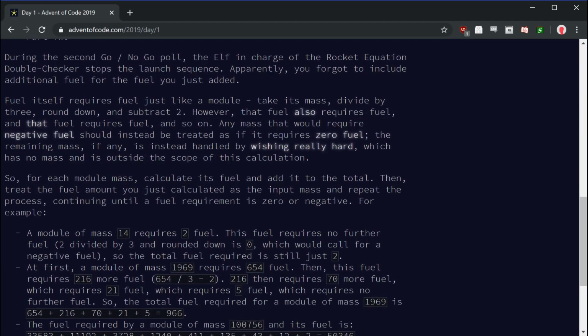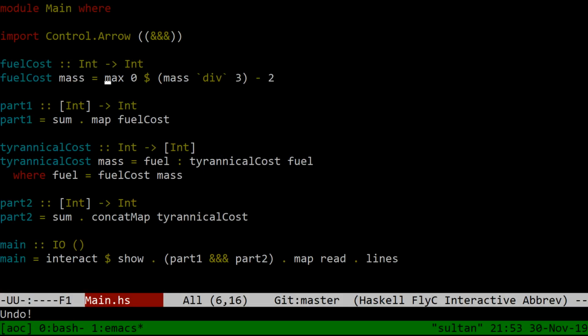Fuel itself requires fuel just like a module. Take its mass, divide by 3, round down, and subtract by 2. However, that fuel also requires fuel, and that fuel requires fuel, and so on. Any mass that would require negative fuel should instead be treated as if it requires 0 fuel. The remaining mass, if any, is instead handled by wishing really hard, which has no mass and is outside the scope of this calculation. So I believe I now have the correct answer, and I'm going to test that.